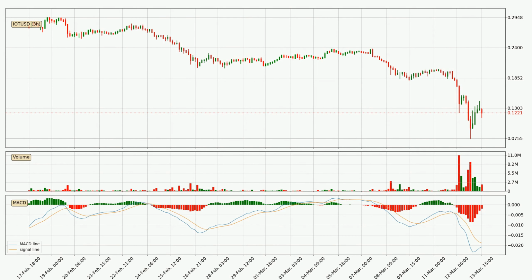Jumping to the 3-hourly MACD, the trend is currently going down because the MACD line is below the signal line. However, the MACD histogram shows that the momentum is currently shifting to the upside, and it could be expected that the price will consolidate for some time, and you should wait to see if the MACD line will cross the signal line, which will be bullish.